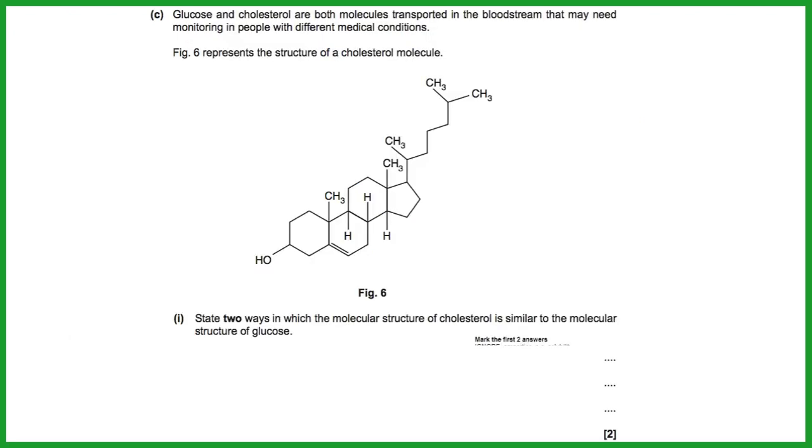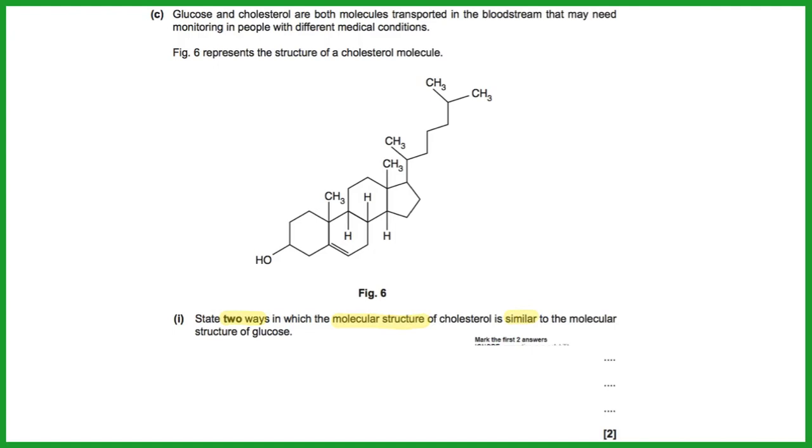So glucose and cholesterol are both molecules transported in the bloodstream that may need monitoring in people with different medical conditions. And we've got figure 6 representing the structure of a cholesterol molecule, and here is our cholesterol molecule. Now state 2 ways in which the molecular structure of cholesterol is similar to the molecular structure of glucose.